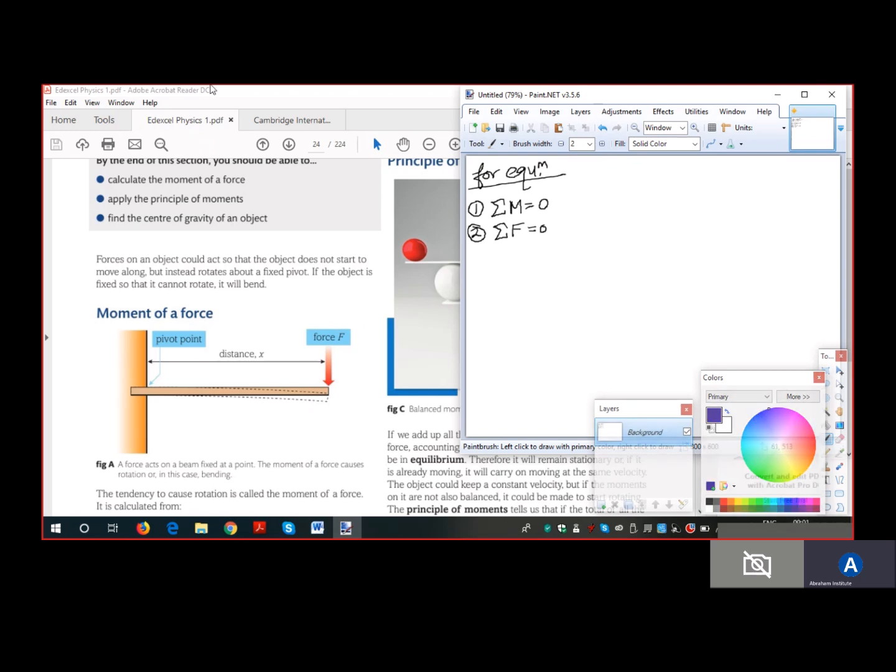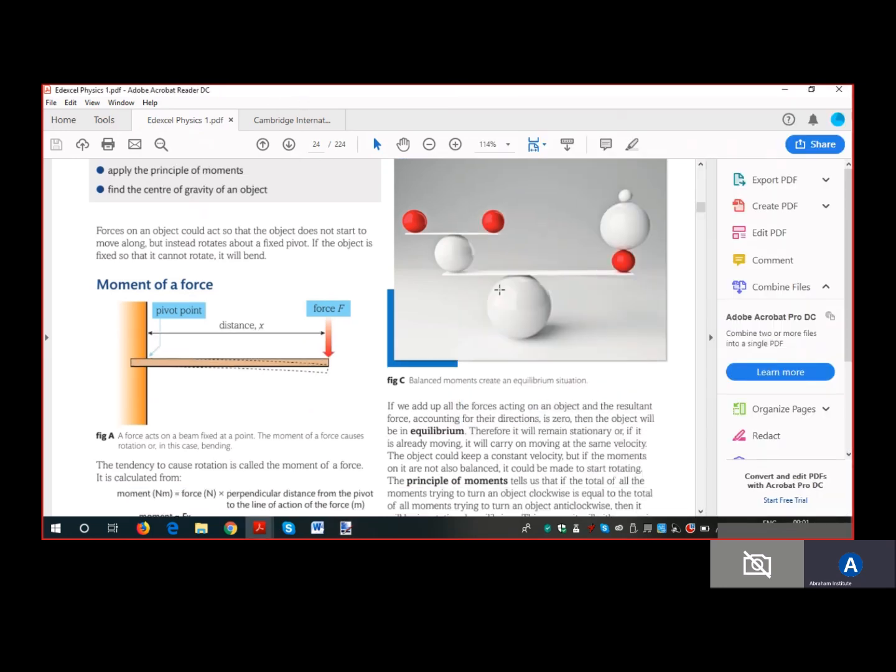Okay, so let's go back to the lesson we were doing. If you take moments about this point where this plank is in contact with this object, there is a contact force exerted by this red ball downwards on this plank, and then by this white ball downwards on the same plank. So if this is in equilibrium, then it won't move, it's stationary.